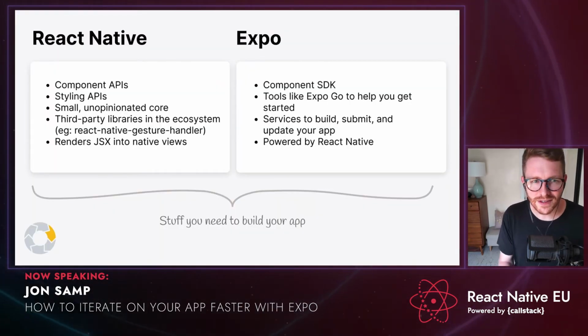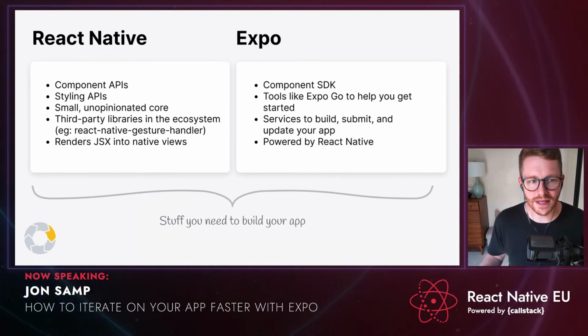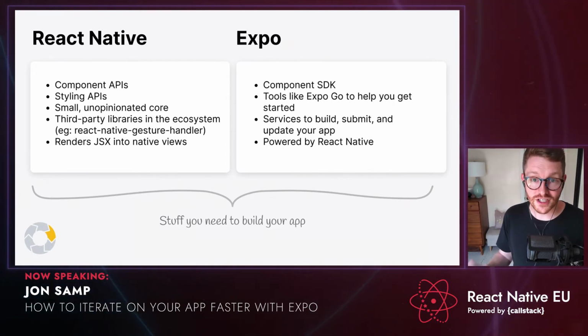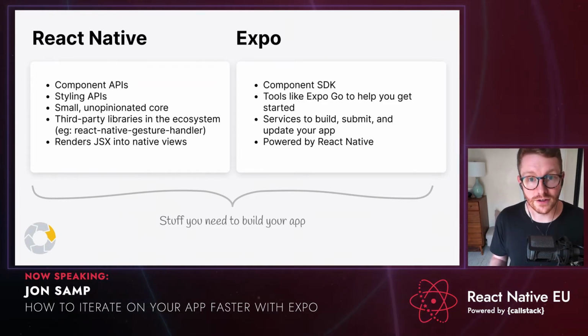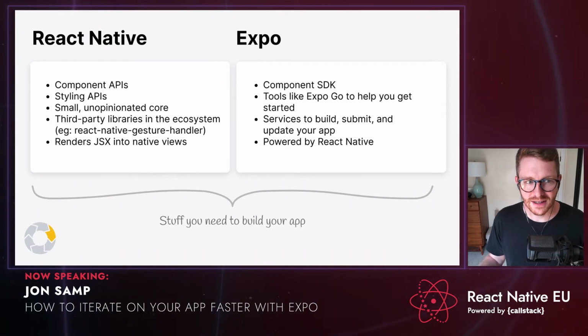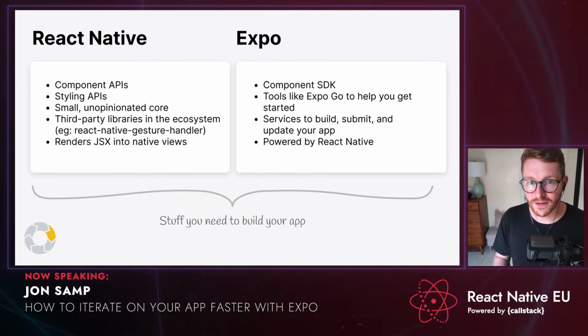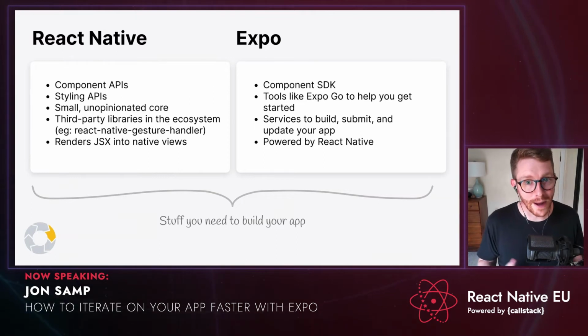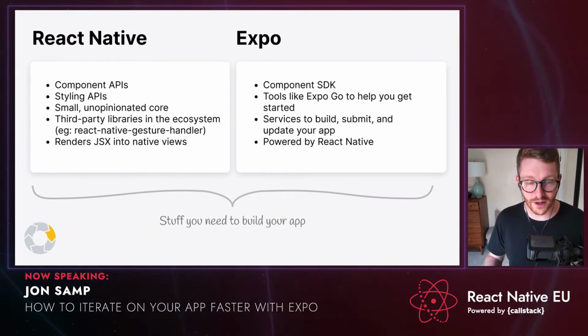So here on the left, React Native is a set of component APIs. I think its main job is to render JSX from React into native views on Android, iOS, and also the web. It comes along with a small, unopinionated core. It's got great third-party libraries that you can plug in, but it doesn't come with a lot of the extra stuff you need to build a full application. And that's where Expo comes in. Expo provides a component SDK, tools like Expo Go, like we just showed you, and also services to build, submit, and update your app. It is powered by React Native and sits on top of it, and hopefully, along with both of these, you can create incredible applications.